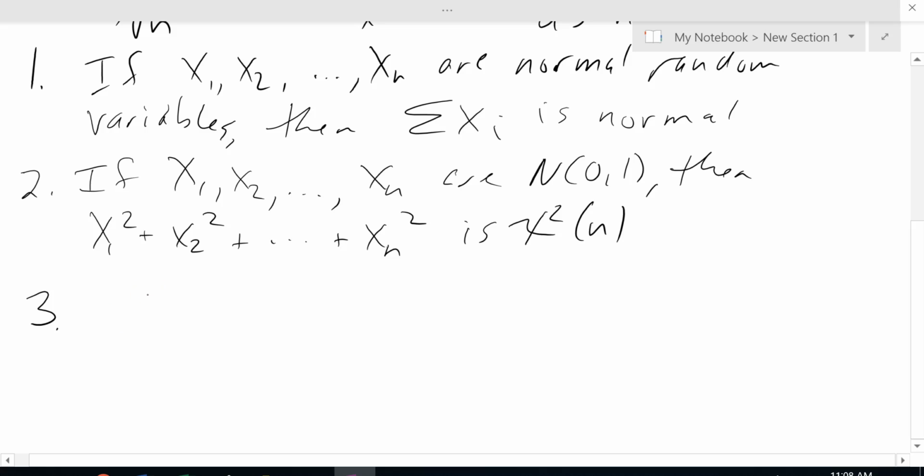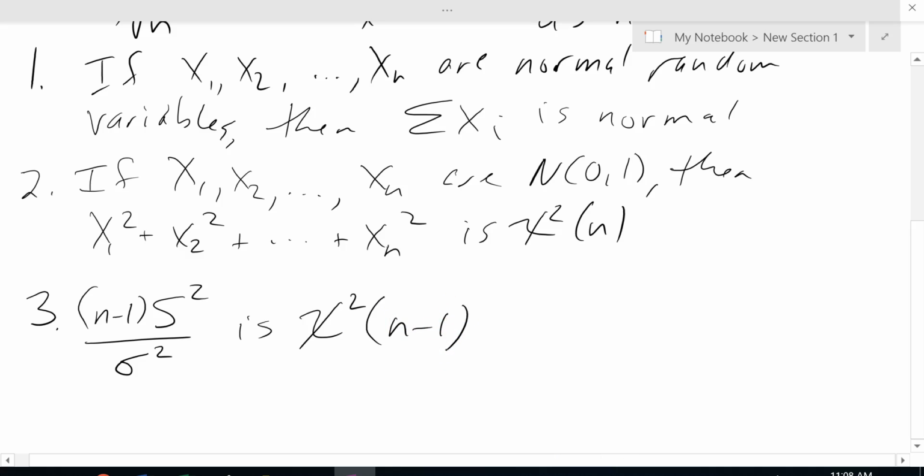I'm just going through different distributions that we talked about. If we have our sample variance s squared and multiply it by n minus 1 and divide it by the variance of the population, what kind of random variable is that? And that's also chi-squared, with n minus 1 degrees of freedom. Good.